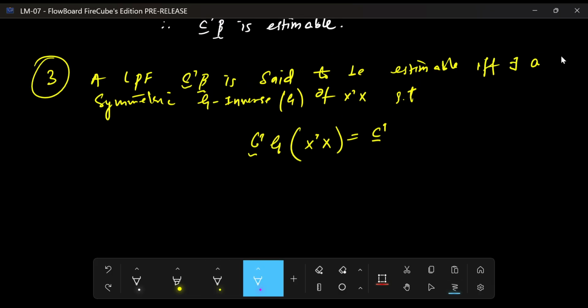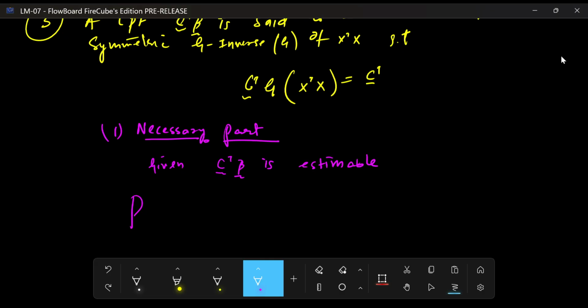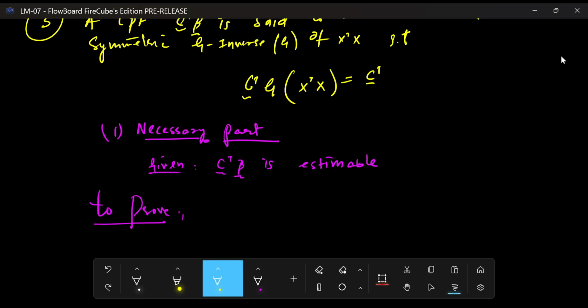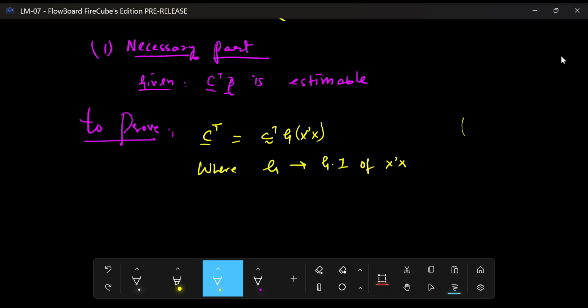Now the necessary part of this. We are given that C curl transpose beta curl is estimable, and we need to prove that C curl transpose is equal to C curl transpose G X transpose X, where G is a generalized inverse of X transpose X. You can indicate transpose as the letter T or simply a comma.